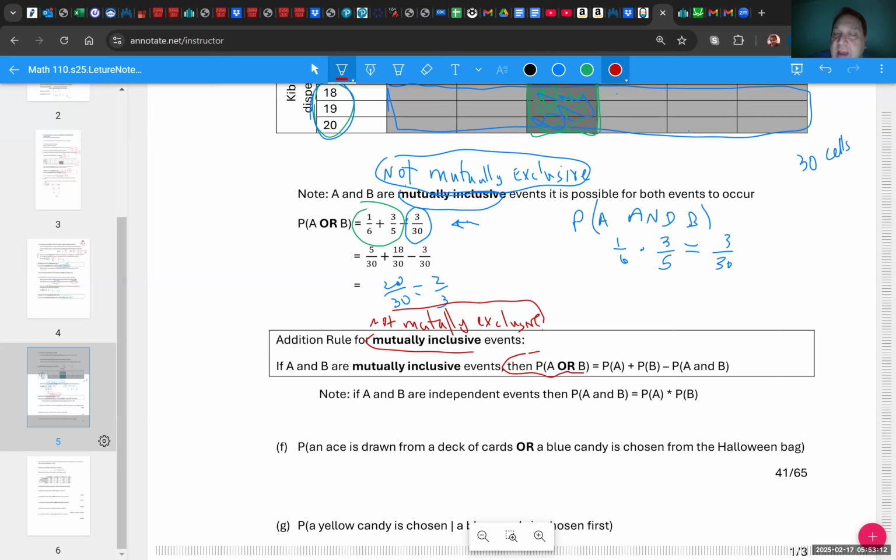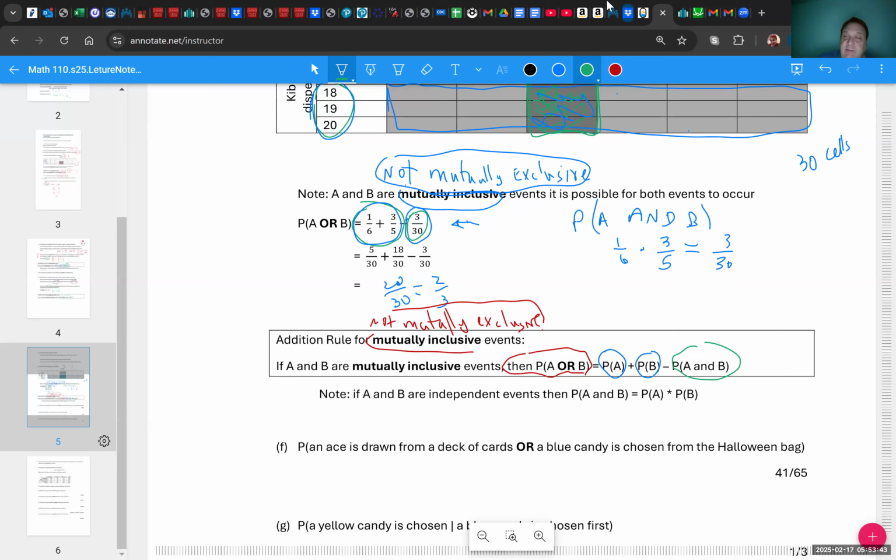one or the other happens, you basically take the probability of each one added together, but you have to subtract off the probability that they both occur, right? So that's what we did over here. We took the A and the B right here, added them together, and then we subtracted off the probability that they both occur at the same time. So that's your not mutually exclusive, your mutually inclusive or formula.